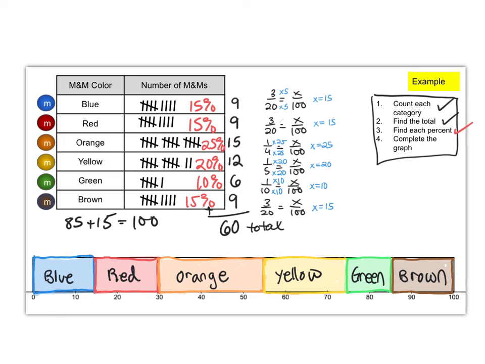Now remember that your percent bar graph should always start at 0 and it should always go to 100 because a percent is a ratio out of 100. If it doesn't go to 100, it's not a percent bar graph. And let's review all of our steps. We started by counting the number of M&Ms in each category. We found the total number of M&Ms. Our big step was finding each percent, and finally, it was pretty easy after all that work to build our graph.